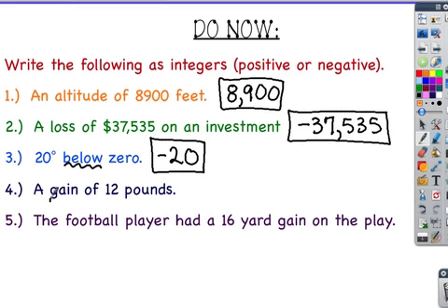Number 4, a gain of 12 pounds would be positive, since we are increasing the number of pounds. And number 5, the football player had a 16-yard gain on the play, so positive 16.